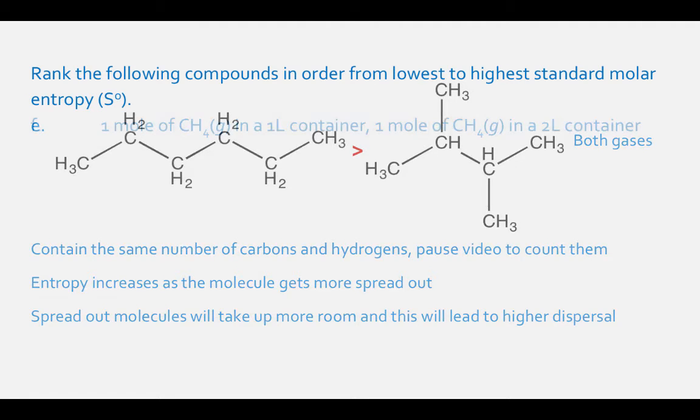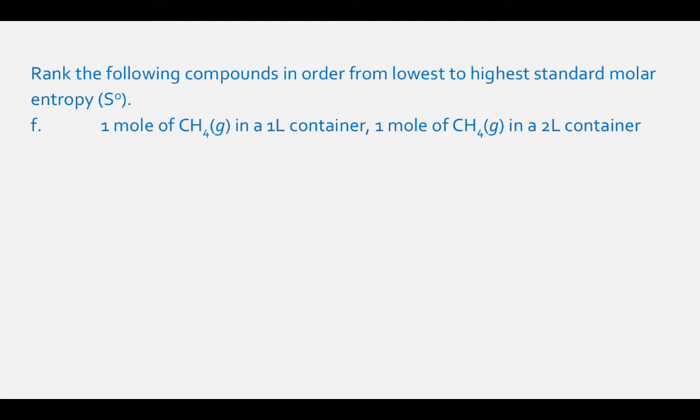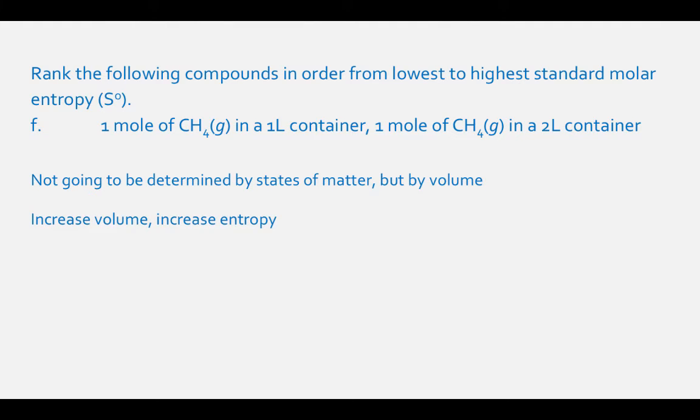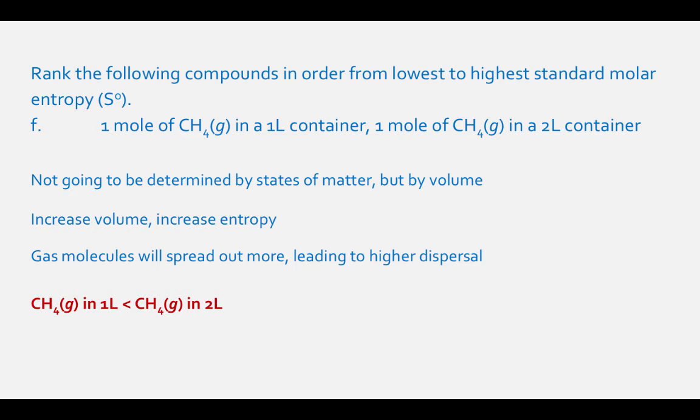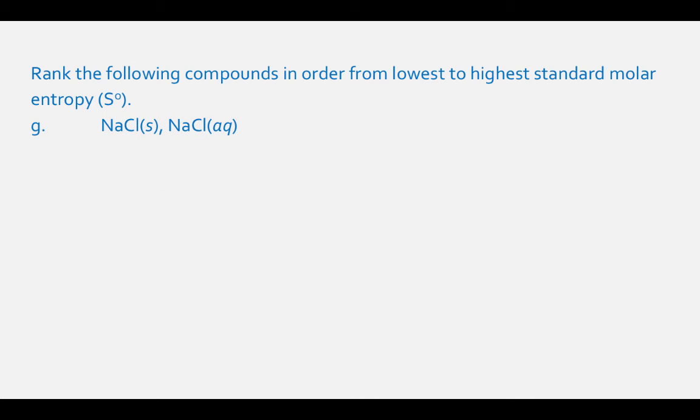For letter F, we have the same gas in different volume containers. The order of entropy is not going to be determined by the states of matter, but rather by volume. When the volume of the container that gas is in increases, so does the standard molar entropy. If you increase the volume of a reaction mixture that contains gases, the molecules will spread out, leading to more dispersion. So the order of these molecules is CH4 gas in 1 liter is less than CH4 gas in 2 liters.